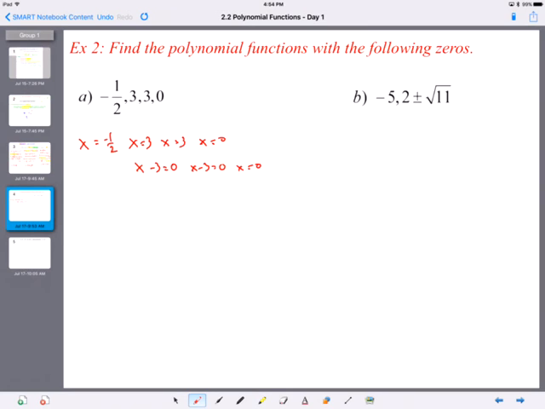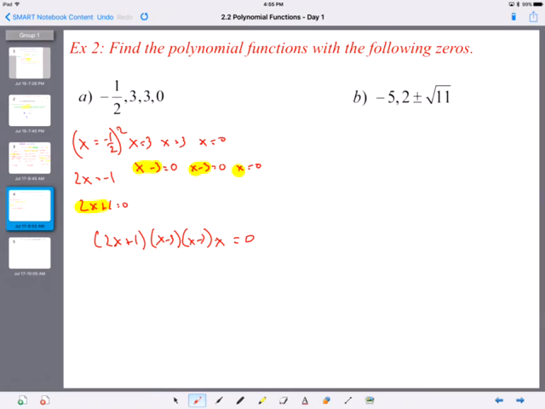On the first one though, we don't want a fraction, so we don't want to just add 1/2 to the other side. We want to multiply it by 2, so it'd be 2x equals negative 1, and then add 1 to the other side. So now what you're looking at is 1, 2, 3, 4 factors that we have to multiply together. So we have 2x plus 1, x minus 3, x minus 3, and then x. And how you multiply those 4 things together is completely up to you.